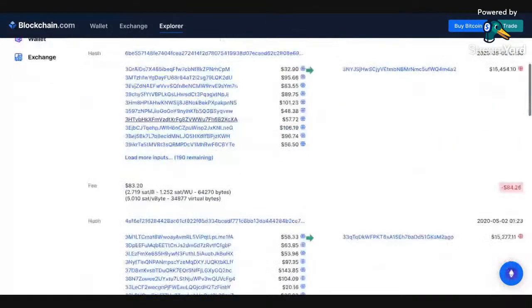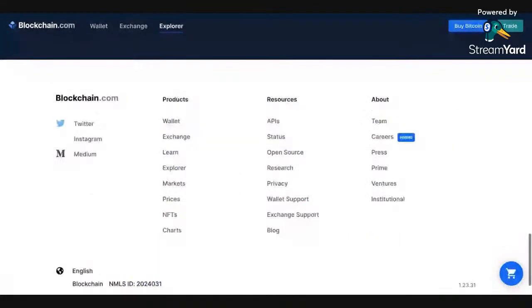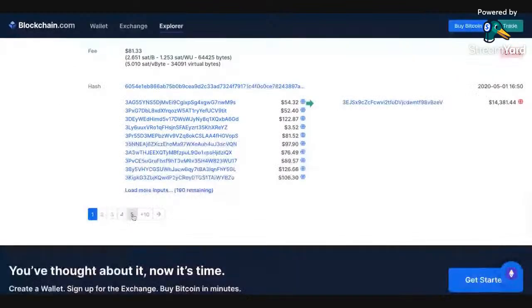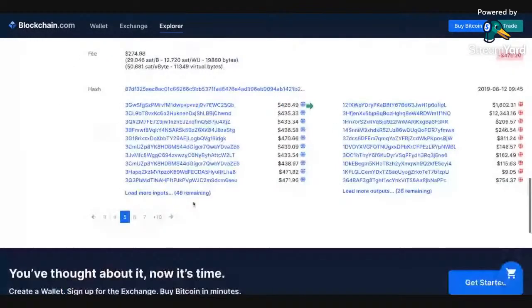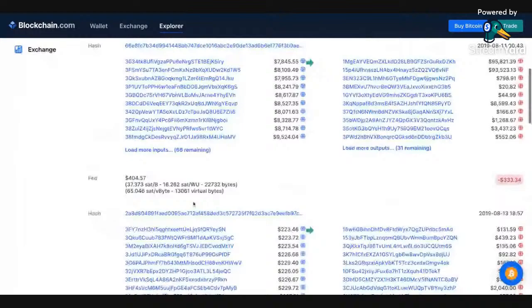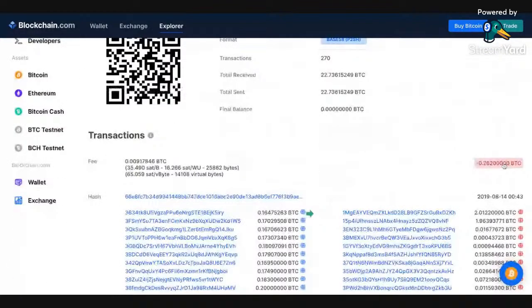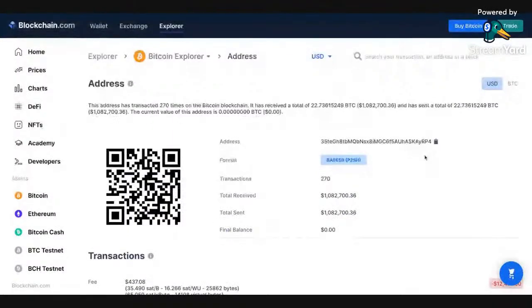Let me see if there's one. There's so many transactions here. Let me see if there's one that I sent out. Well, the point is you've gotten what I'm talking about. So this is a Bitcoin Explorer.